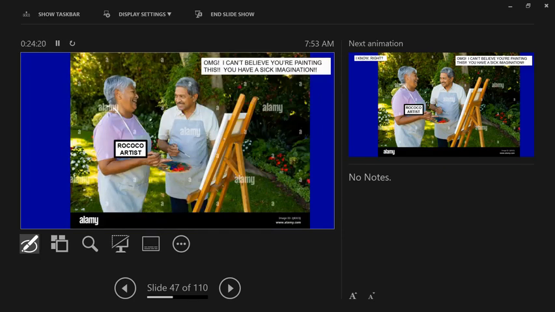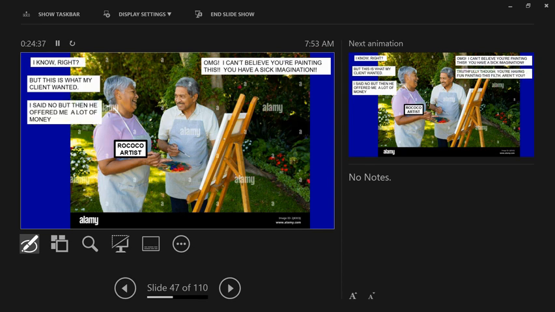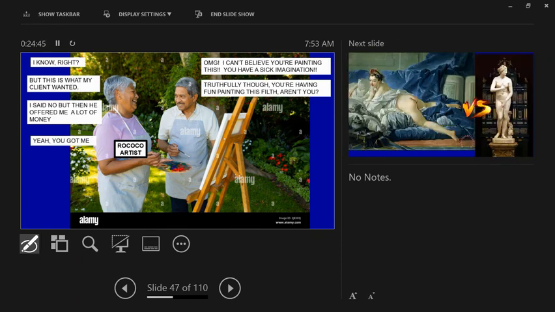So I came up with this imaginary conversation between a Rococo artist and somebody looking at the artwork. Somebody says, "Oh my God, I can't believe you're painting this. You have a sick imagination." And the Rococo artist says, "I know, right? But this is what my client wanted. I said no, but then he offered me a lot of money." And the guy says, "Truthfully, though, you're having fun painting this filth, aren't you?" And she said, "Yeah, you got me."